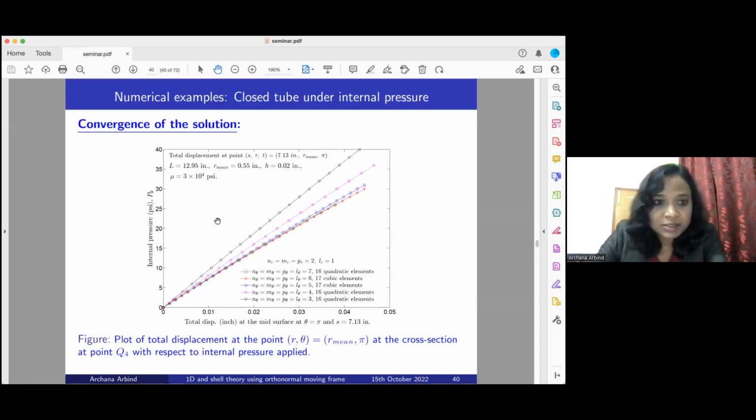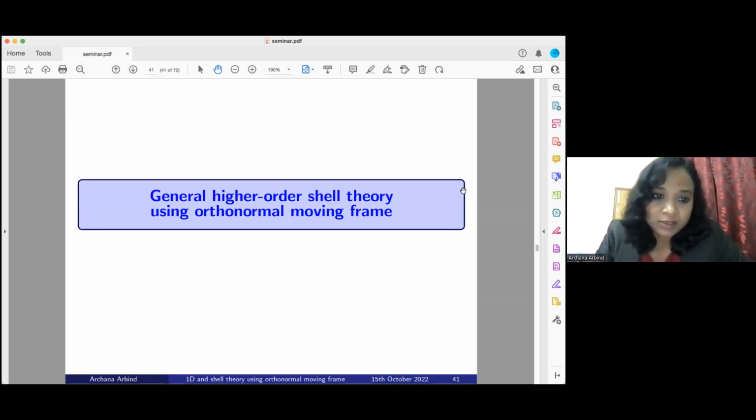As we see, till this point we have used one-dimensional theory, using an orthonormal moving frame, and we noticed that with the orthonormal moving frame, the derivation and all the calculation become simpler. The complexity of the formulation reduced drastically, because we don't have to deal with non-orthogonal basis vectors in general. So we thought we would apply that to shell theory as well. Next we worked on general higher order shell theory using the orthonormal moving frame. So let's talk about that.